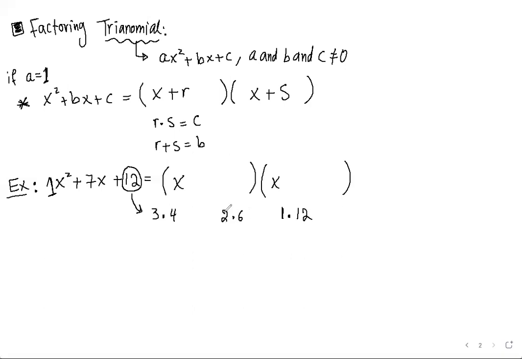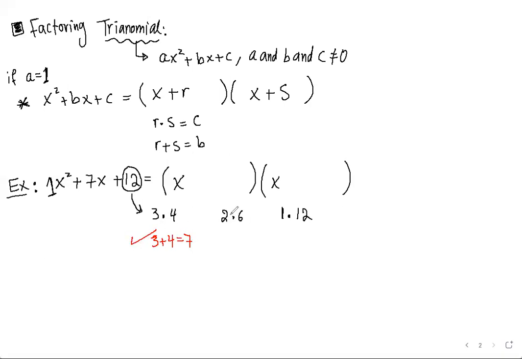Is the addition between these two numbers 7? So let me check. Wherever they give me 7, I'm going to choose this option. 3 times 4 is 12, and 3 plus 4 is 7. Oh, it gave me 7 from the first time, so this is what I need here.